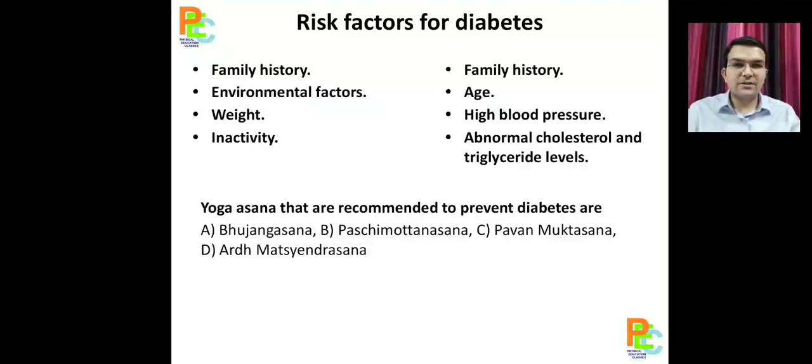Then age is another factor. Elderly people are at higher risk. High blood pressure is also a factor. If someone is already having high blood pressure, they are at higher risk of having diabetes. Then abnormal cholesterol levels or certain hormone imbalances might also lead to diabetes. The asanas which are helpful to prevent diabetes are Bhujangasana, Paschimottanasana, Pavanmuktasana and Ardha Matsyendrasana.